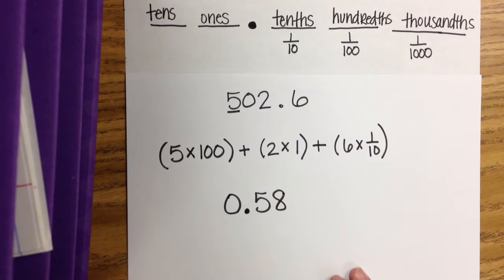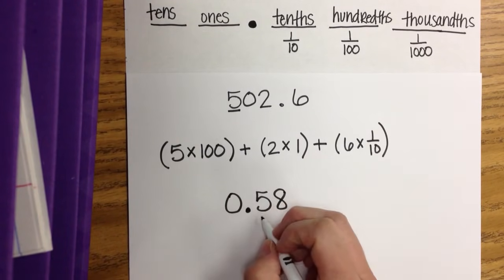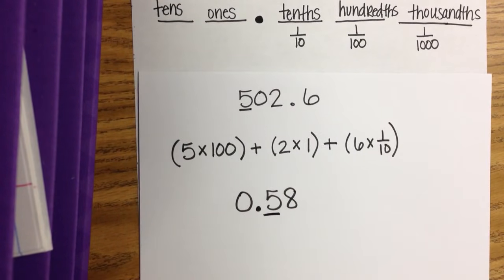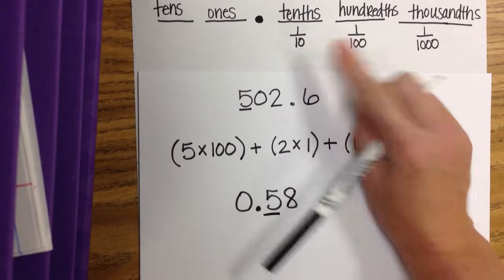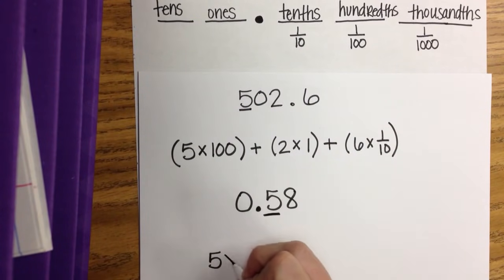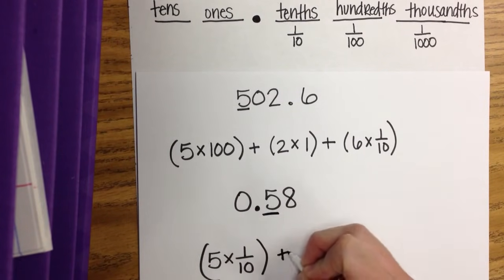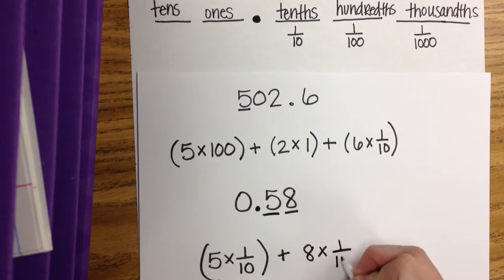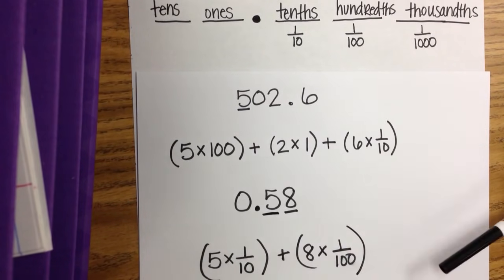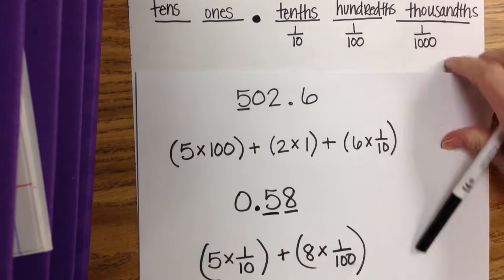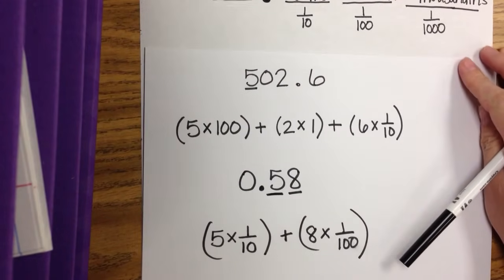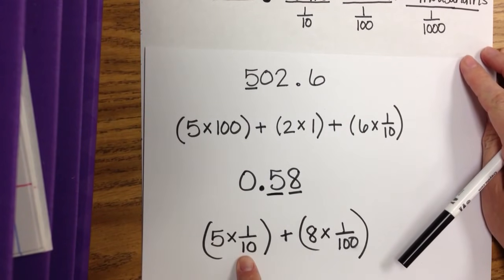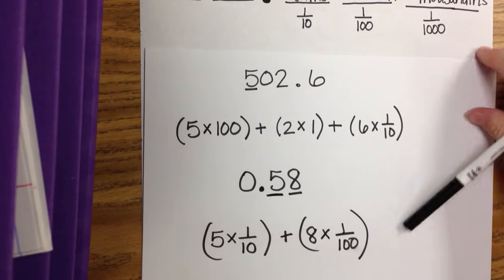If I have a number such as 58 hundredths, there aren't any whole numbers, so I start with my first digit here, which is the 5, and that's in the tenths place. And again, the tenths place is represented by 1/10. So I have 5 times 1/10 plus the 8 is in the hundredths place, so 8 times 1/100th. So 58 hundredths in expanded form is 5 times 1/10 plus 8 times 1/100th.